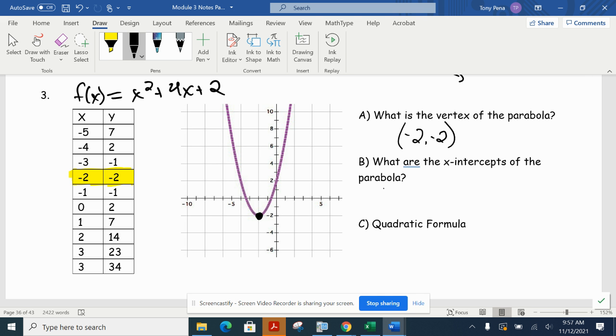X-intercepts. What do we think about those? Do we have them in this problem? Do we cross the x-axis? Yeah. So in terms of these, if we just look for the y value of 0, do we see any y values of 0? No, that doesn't mean they aren't there. They could just be a decimal. So let's look at our graph. Does this graph cross the x-axis? Yeah, and how many times does it cross the x-axis? Twice. So our x-intercepts are here and here, but as of right now, we don't know what they are.